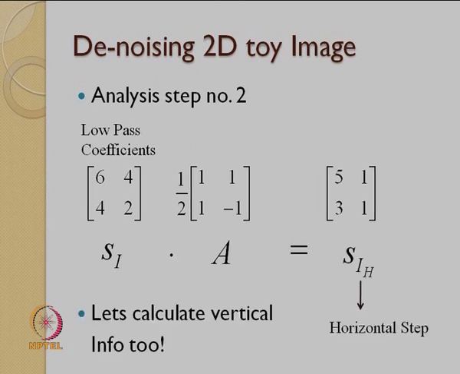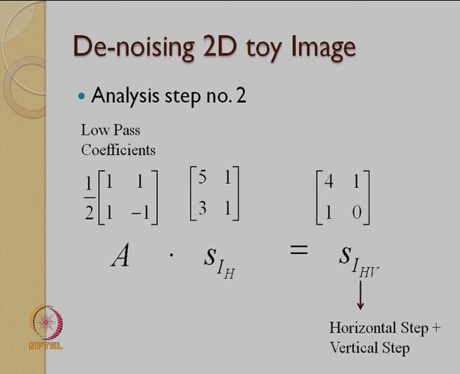Then what this product between S of I and A is going to give us is of great importance, because that is indeed going to take me to the next scale in my analysis. So, S of I into A is indeed going to give me, and because this is only in the horizontal direction, I would call this S of I H. And if I want to do it also in the vertical direction, then A into this matrix, and this is going to produce 4 1 1 0.